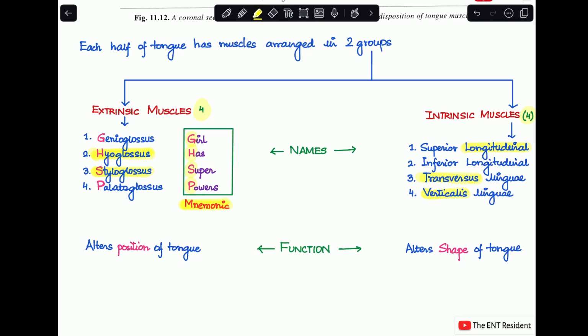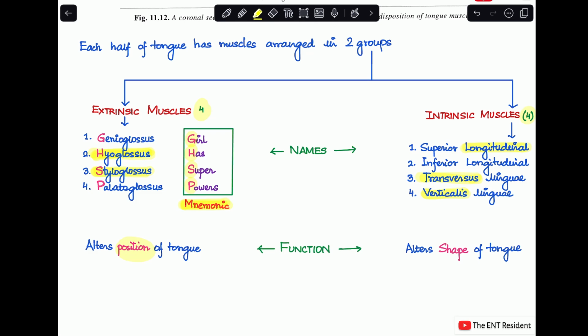Now, the extrinsic and the intrinsic muscles have completely different functions. Since the extrinsic muscles attach the tongue to another outside structure, like the hyoid bone or the styloid process, for example, their function is to alter the position of the tongue.